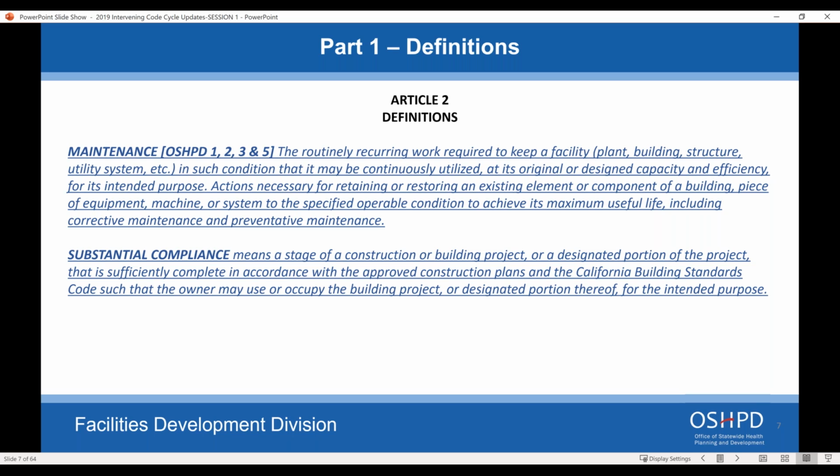The difference between a substantial compliance and a certificate of occupancy is if you have a brand new building that's never been occupied, or if you're changing the occupancy of a building or a project or an area department, that would be a certificate of occupancy. If you're just doing an alteration to the building, it would be a substantial compliance.